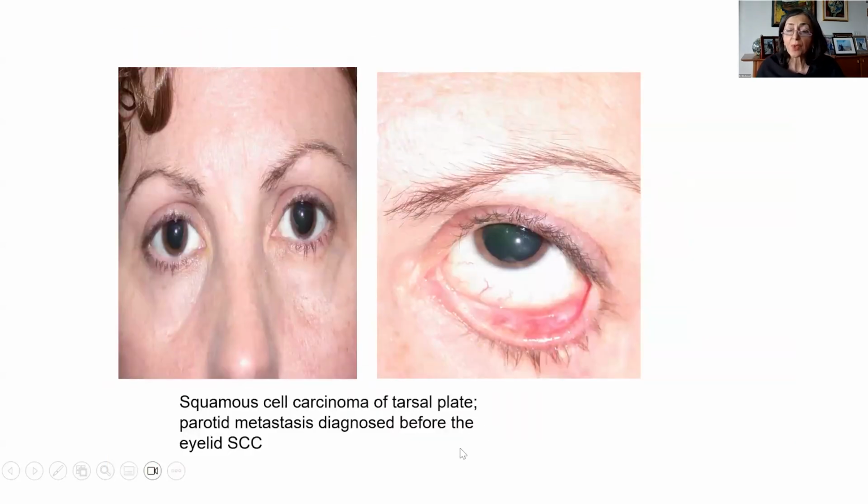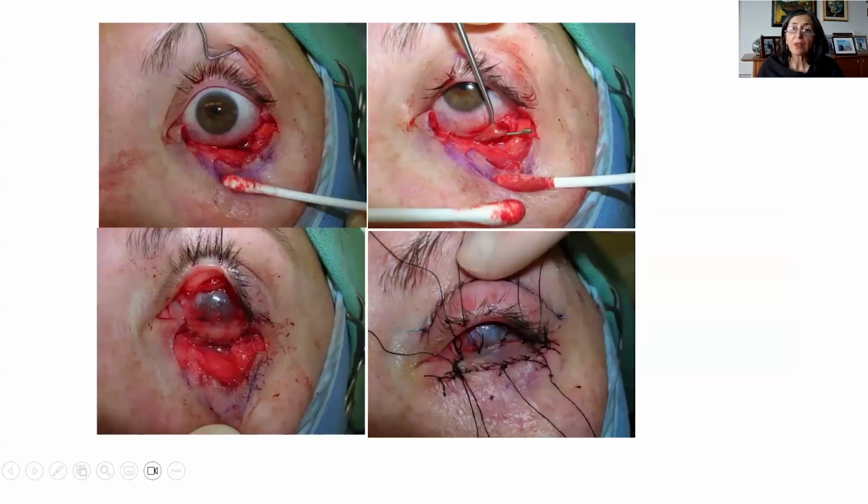Here's an example of a squamous cell carcinoma that occurred in the tarsal plate. You can see the area of biopsy. And just to show the power of the tarsoconjunctival Hughes flap, this is what the defect looked like by the time the margins were clear. You can see the exposure of the inferior oblique muscle. Of course, we leave it alone and preserve that muscle.